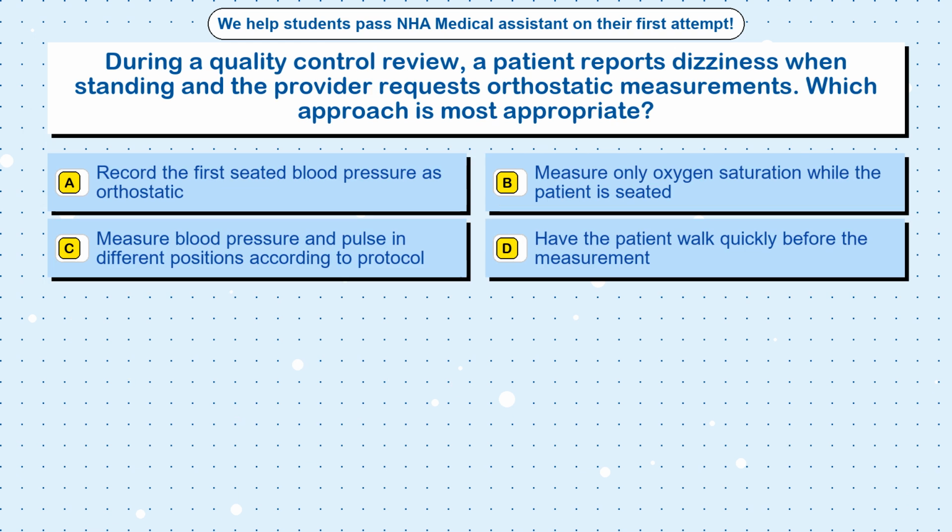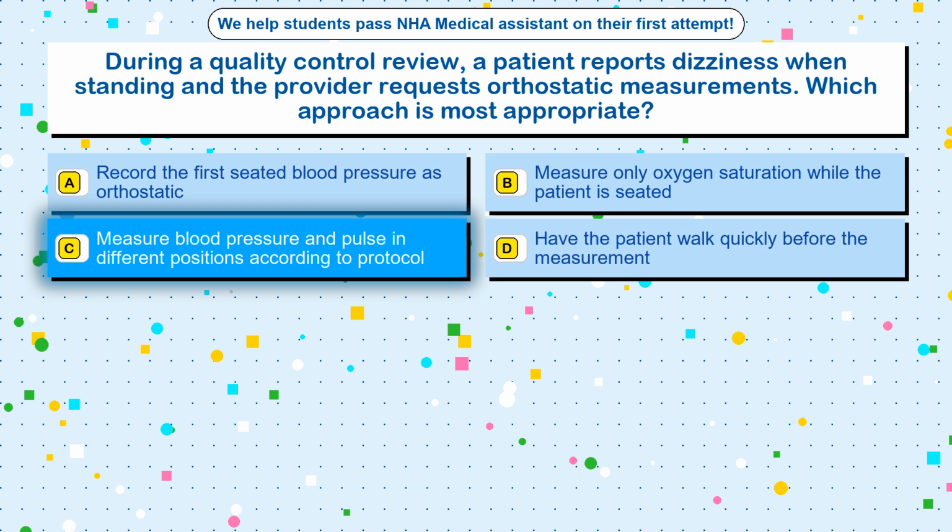Question 31. During a quality control review, a patient reports dizziness when standing and the provider requests orthostatic measurements. Which approach is most appropriate? Option A, record the first seated blood pressure as orthostatic. Option B, measure only oxygen saturation while the patient is seated. Option C, measure blood pressure and pulse in different positions according to protocol. Option D, have the patient walk quickly before the measurement. The correct answer is option C, measure blood pressure and pulse in different positions according to protocol.